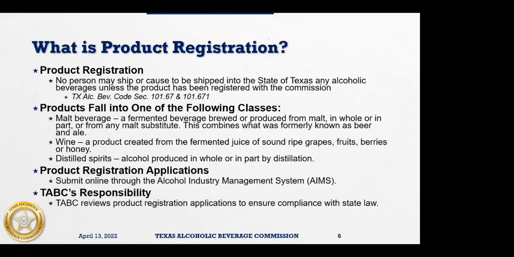So what is product registration? Before a product may enter the stream of distribution in Texas, product registration is required. An alcoholic beverage will either be classified as a malt beverage, wine, or spirit. All product registration applications should be submitted to TABC through the Alcohol Industry Management System, or what we call AIMS. TABC will review your application to ensure compliance with statute.